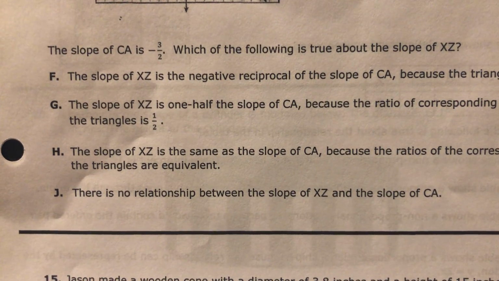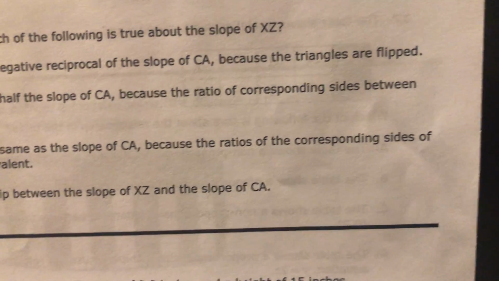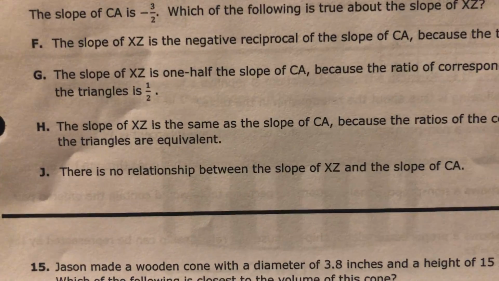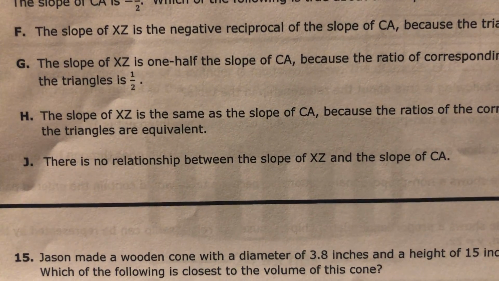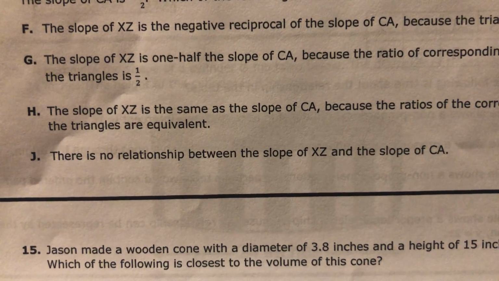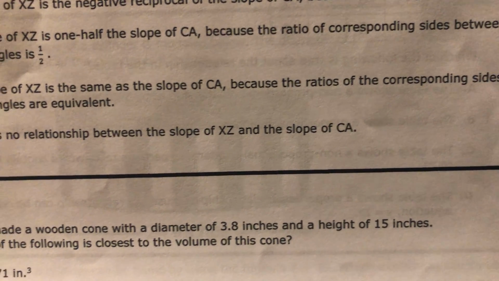G, the slope of XZ is 1/2 the slope of CA because the ratio of corresponding sides between the triangles is 1/2. H, the slope of XZ is the same as the slope of CA because the ratios of the corresponding sides of the triangles are equivalent. J, there's no relationship between the slope of XZ and the slope of CA.